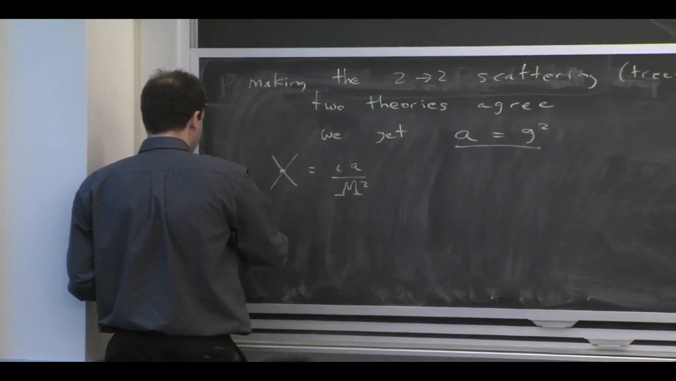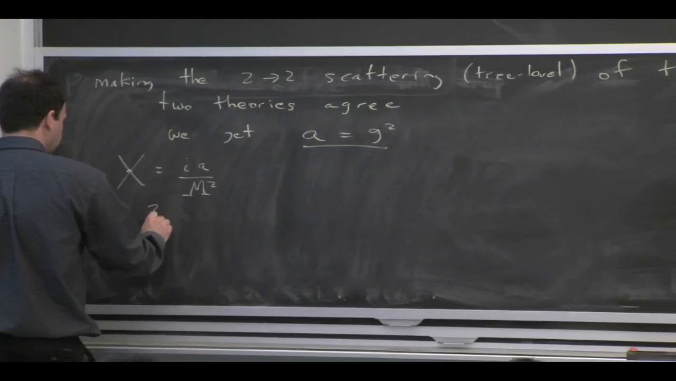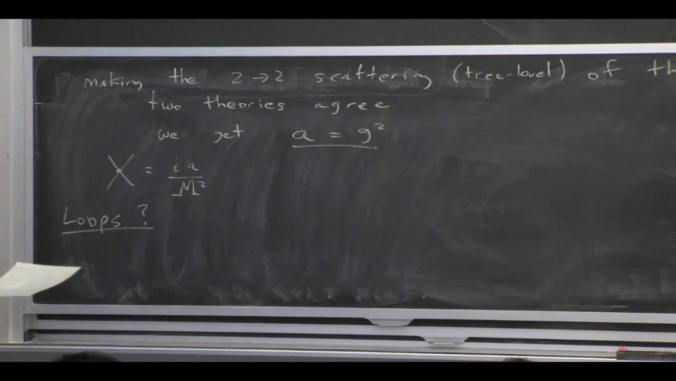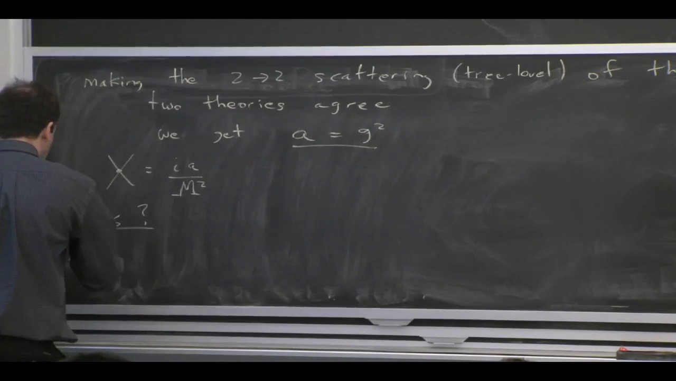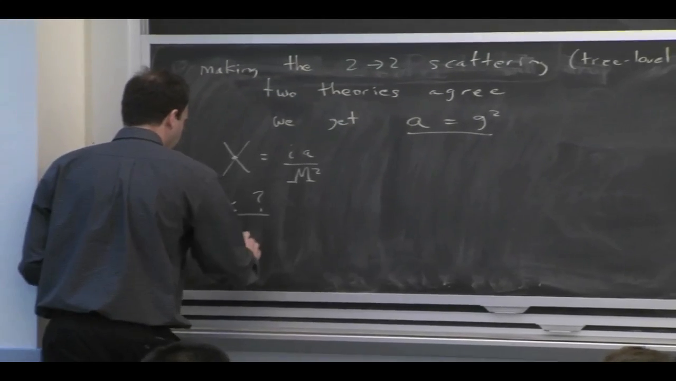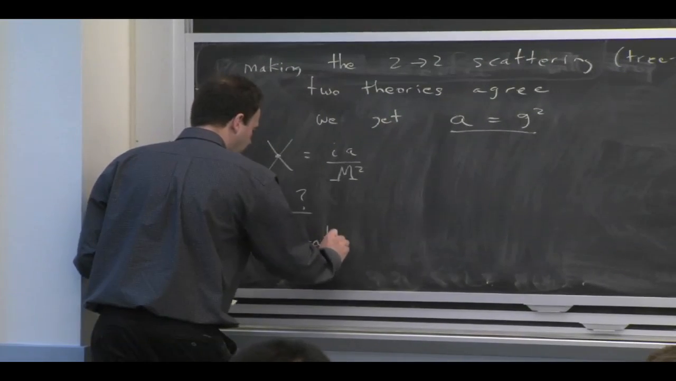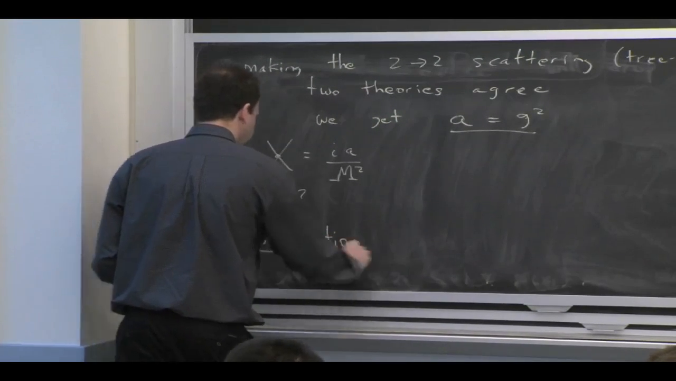So what about loops? What are some of the issues that come up there? Well, the first one is that the Feynman diagrams diverge, so you have to regulate them.